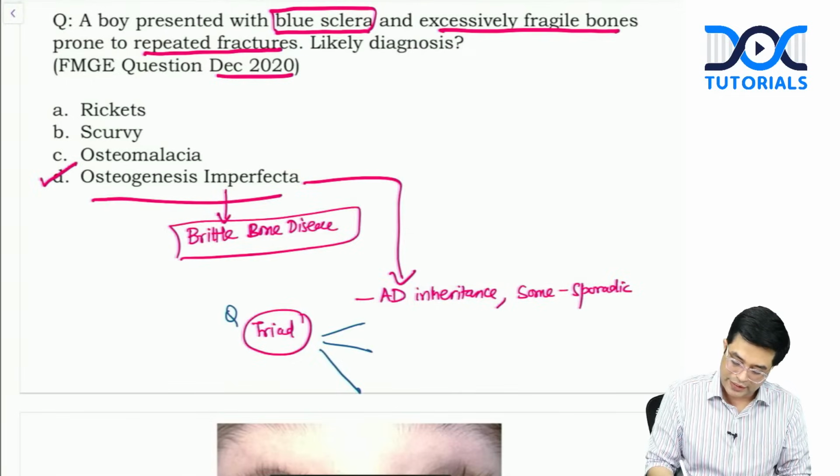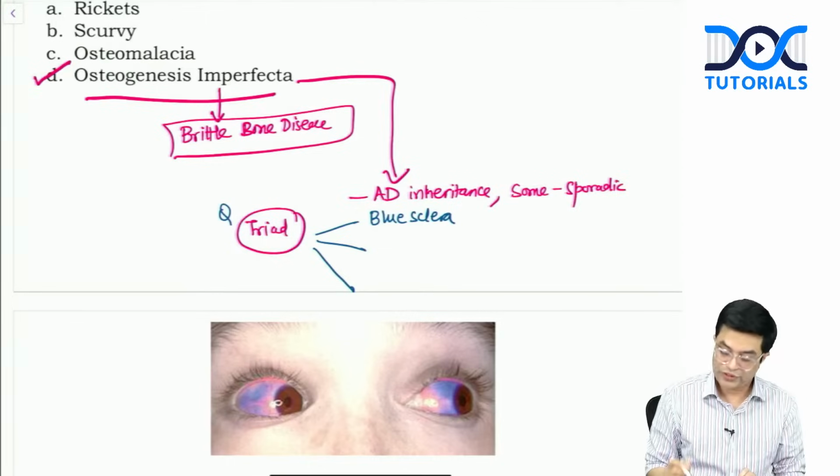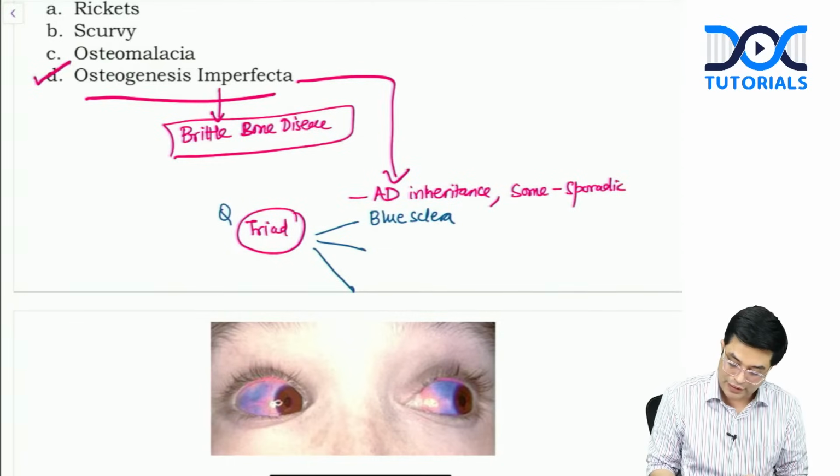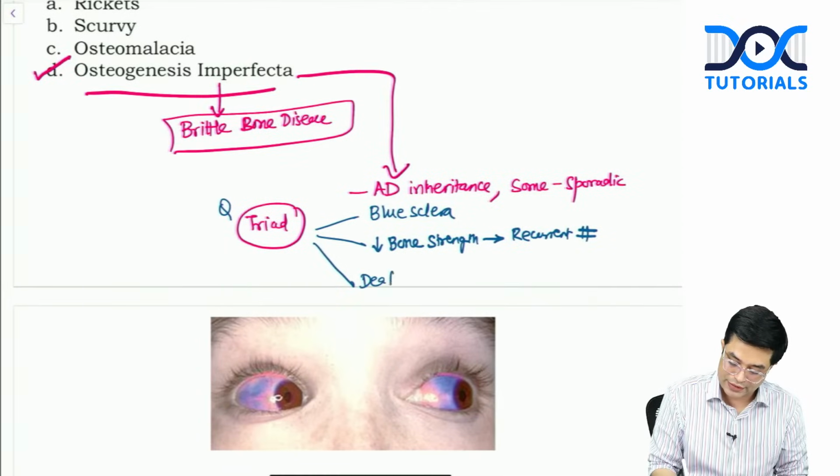First thing, they have blue sclera. Can you see it in this image? They have a blue sclera, so bluish sclera will be present. Secondly, they will have decreased bone strength leading to recurrent fractures, so easy bone breakability, right? And thirdly, they will have deafness.